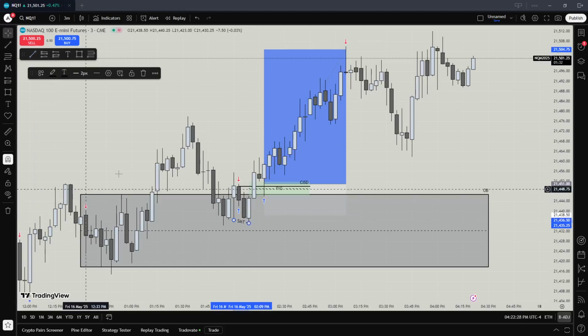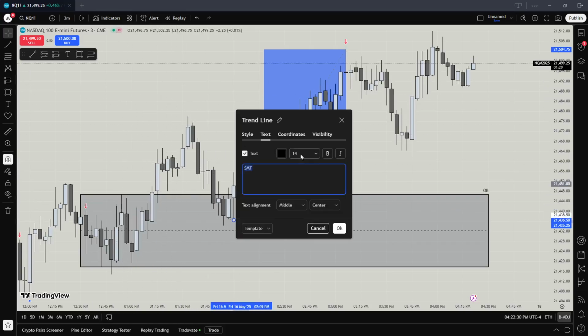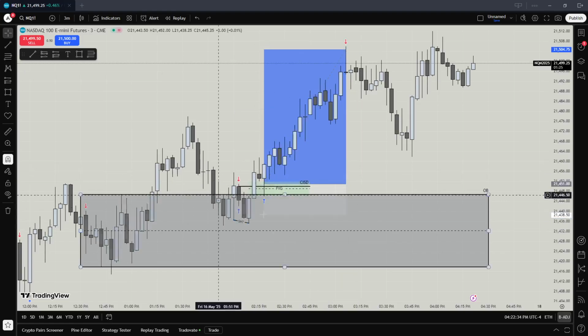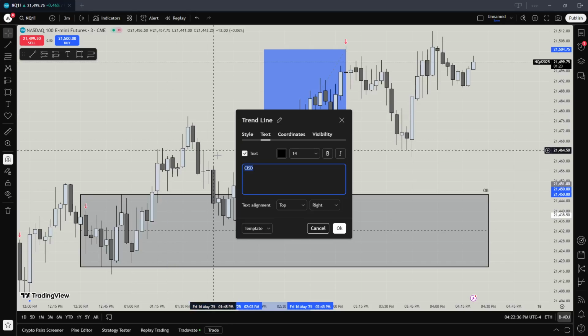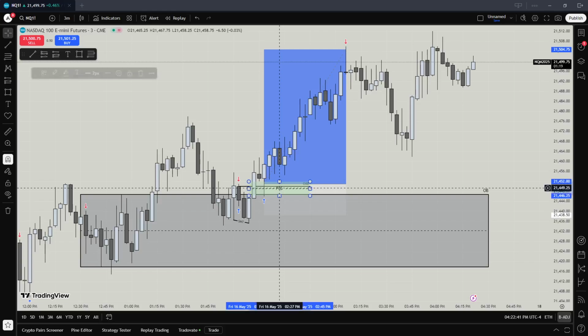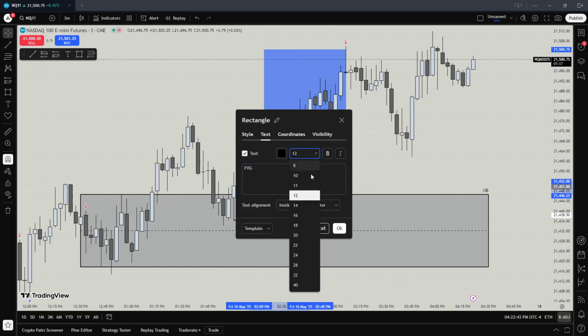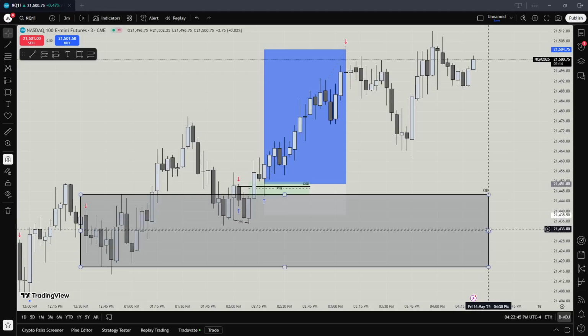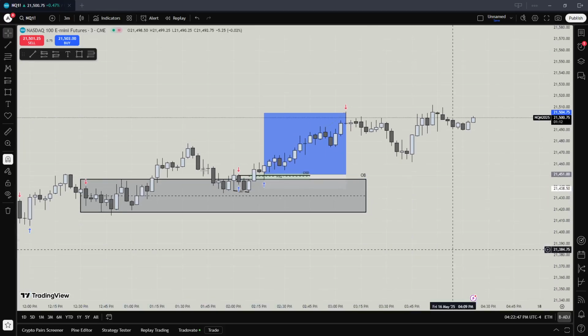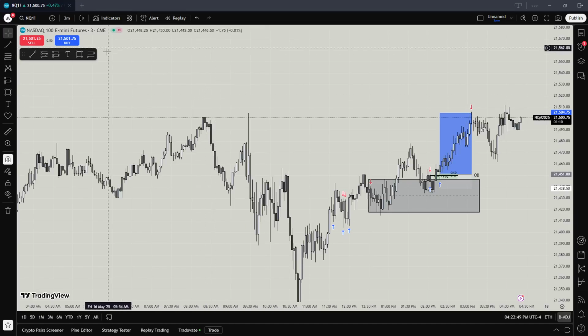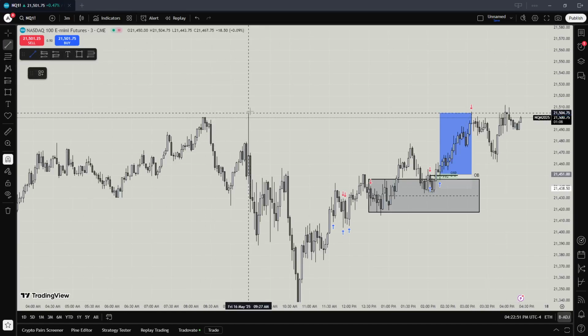Cut this. Like that. And then we entered off the change state delivery and fair value gap tap, because if it's going to go up, then that's going to hold. And then, yeah, our target was this high right here, which I'll mark out real quick.